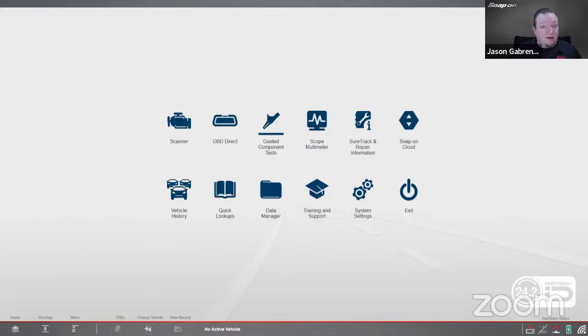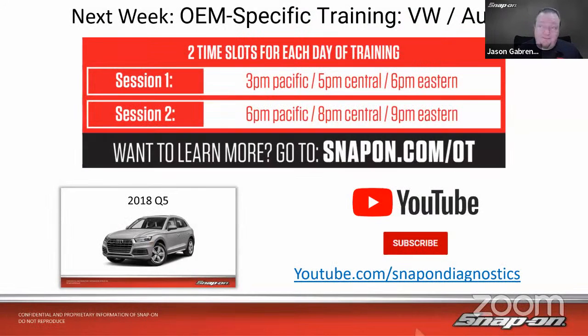So let's talk about next week. Next week, we are continuing on our OEM specific training, VW and Audi this time, and actually a little bit of Porsche in there too. We'll say VAG, so Volkswagen Audi Group would be what that is. So same time and same place. We're going to walk through all the various differences between that brand and what makes it unique from other brands.